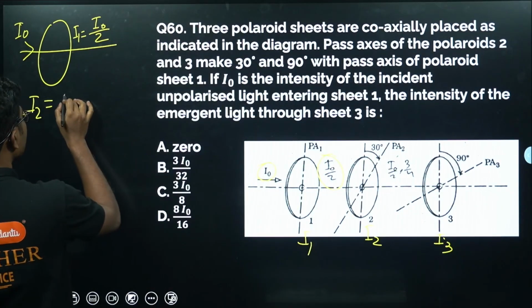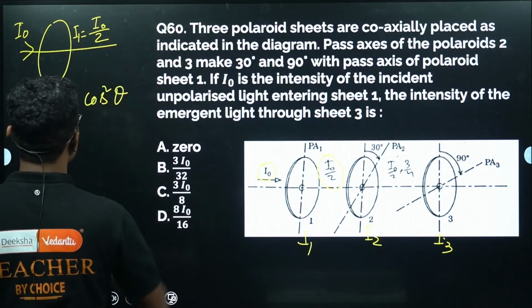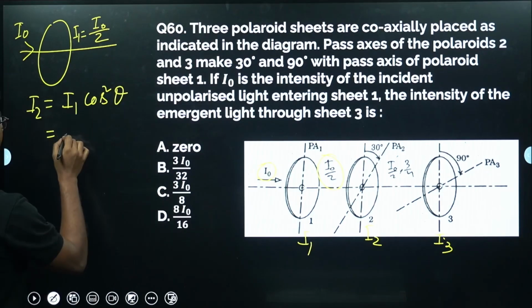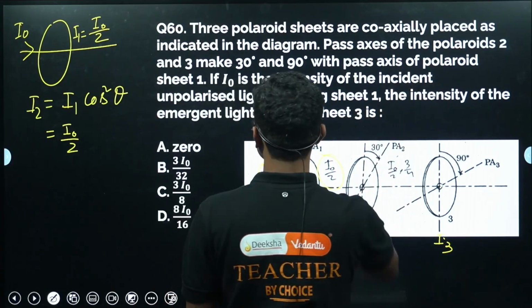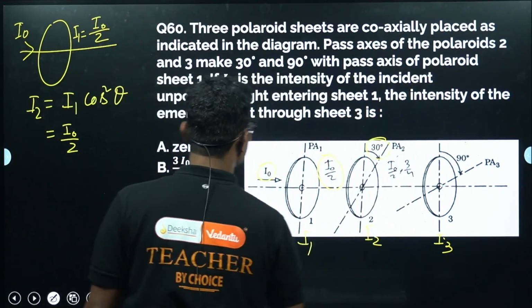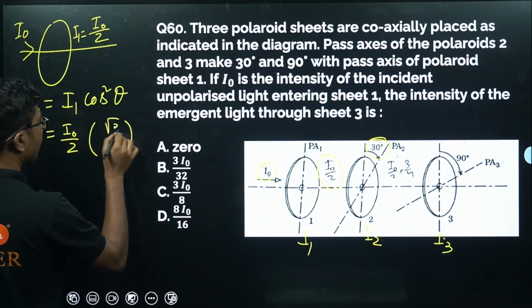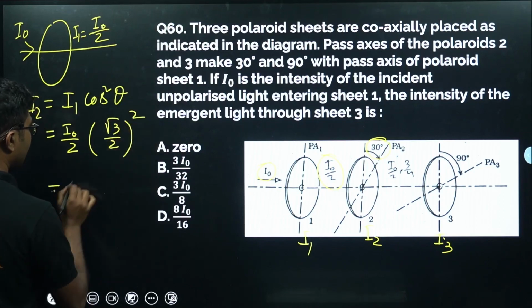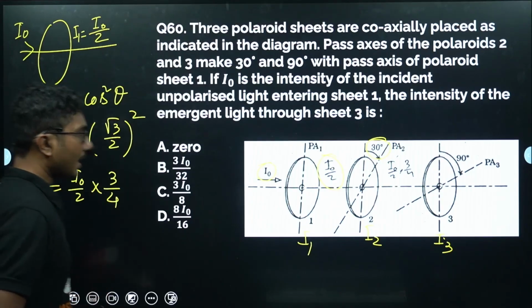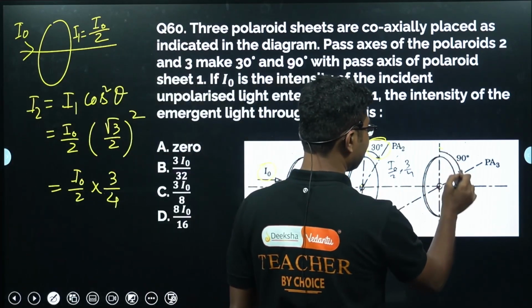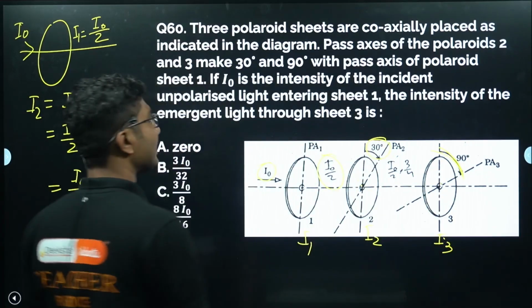Now I2 is I1 cos square theta, that is Malus law. So I1 is I naught by 2. What is theta? The first angle is 30 degree, that means cos square 30 degree. Cos square 30 degree means root 3 by 2 whole square, that is I naught by 2 times 3 by 4. Now from here to here the total angle is 90 degree. That means what is the angle difference here? The angle difference here is 60 degree.